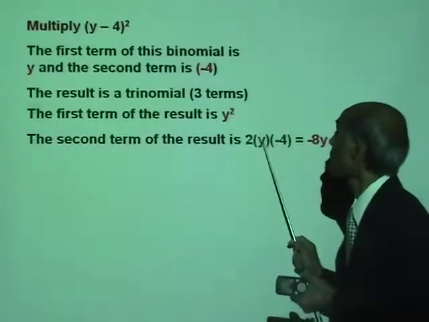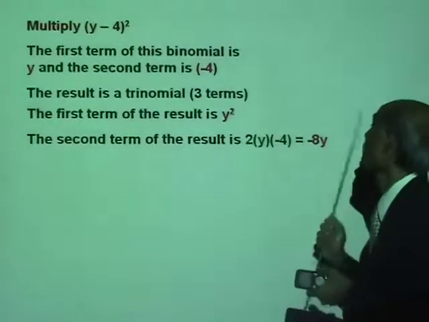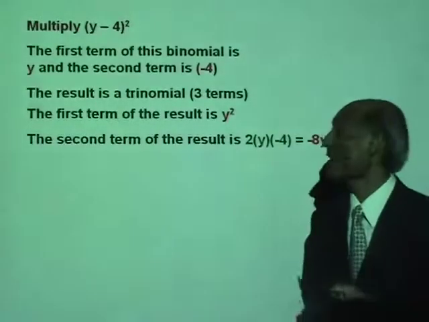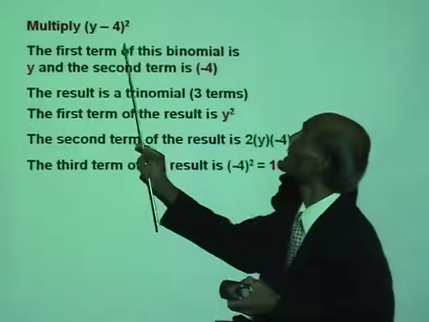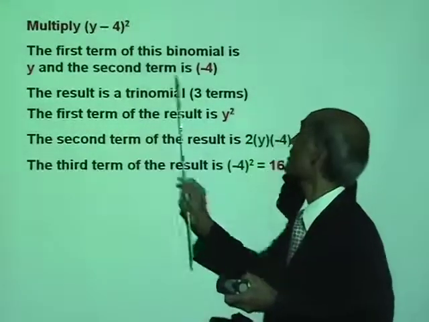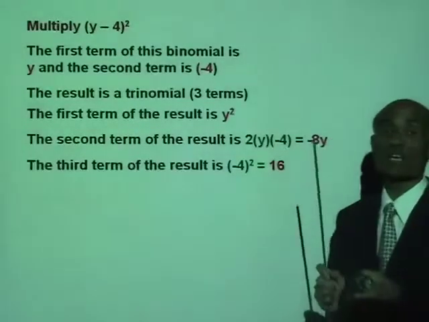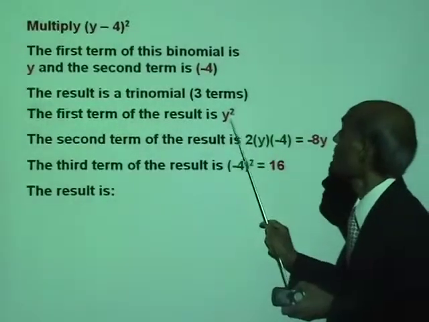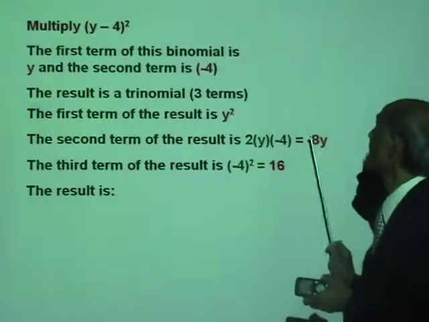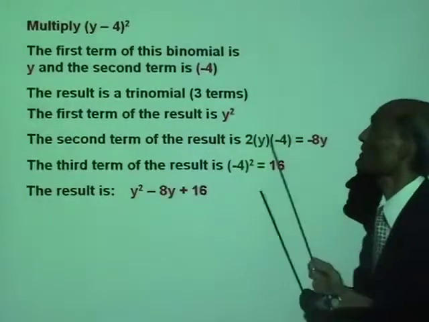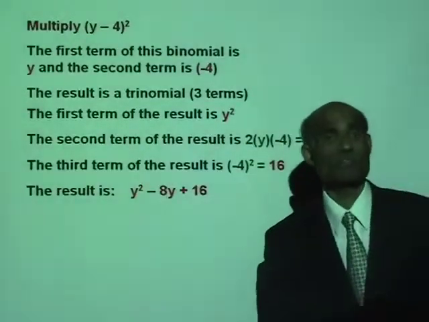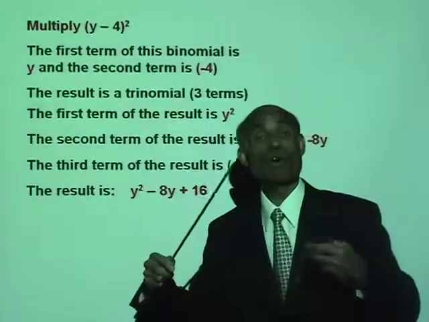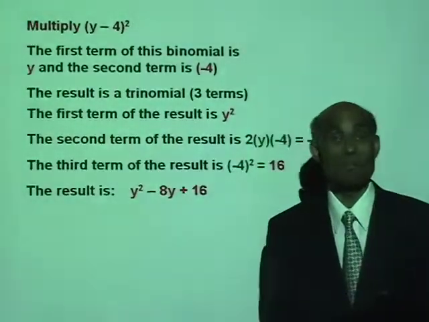2 times y times negative 4, and that is negative 8y. And the third term will be the square of negative 4, that is 16. And therefore the result is y squared minus 8y plus 16. Is that difficult? Well, if this is difficult, we will go and do our same old method.